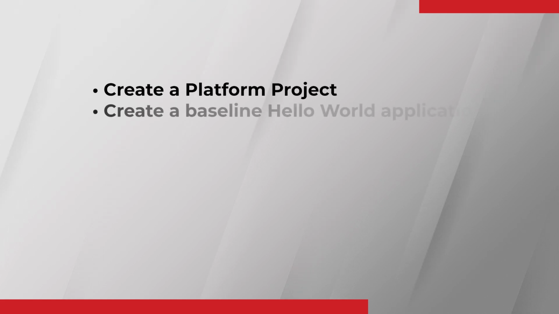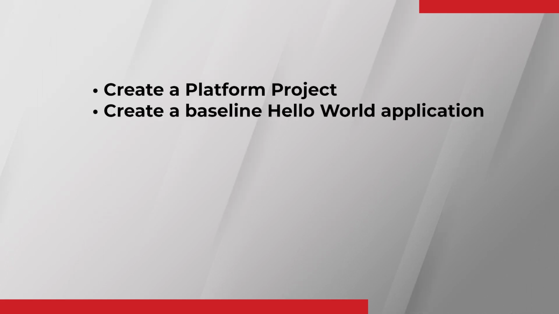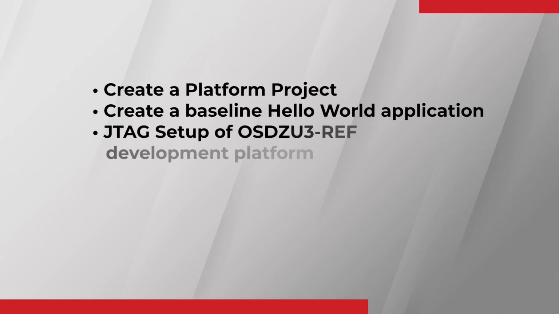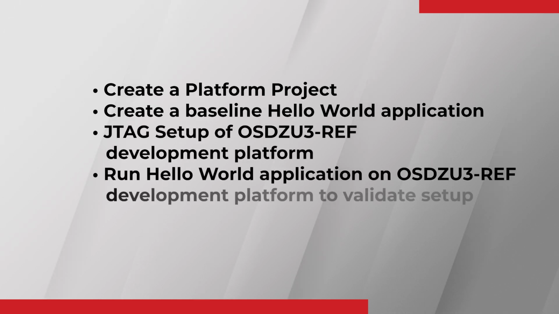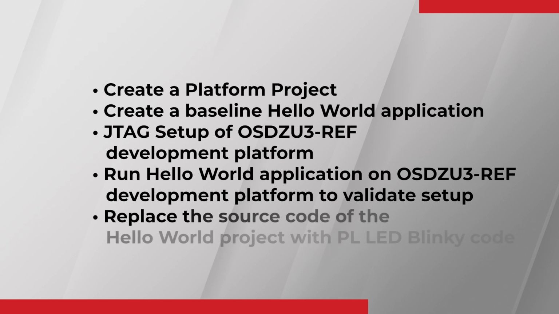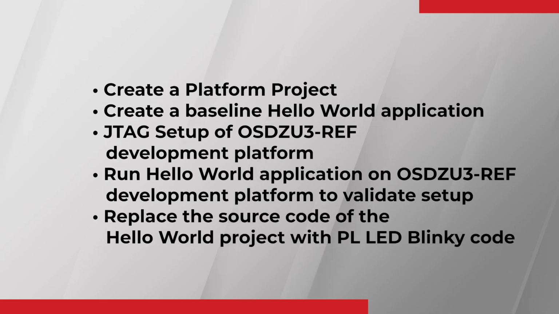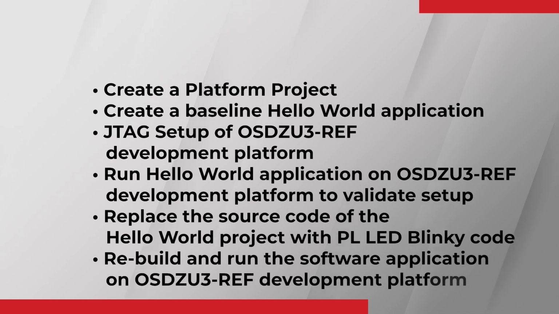Create a Vitis platform project, create a baseline Hello World application project, JTAG setup of the OSDZU3-REF development platform, run the Hello World application on the OSDZU3-REF development platform to validate the setup, replace the source code of the Hello World project with the PL LED Blinky code, rebuild and run the application on the OSDZU3-REF development platform.